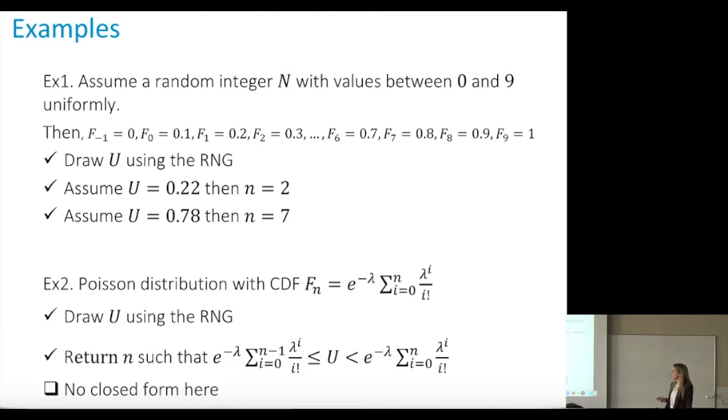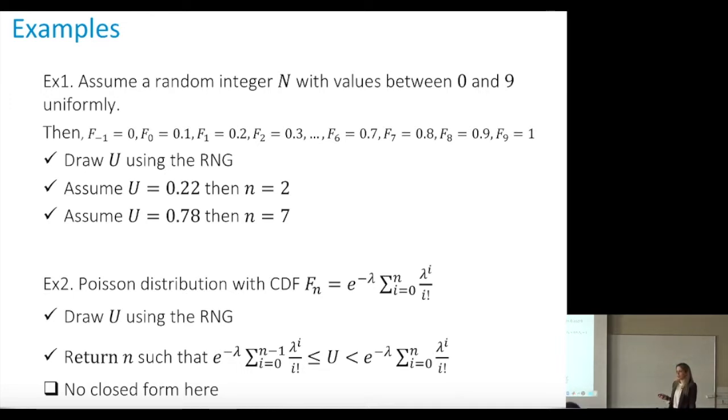So if u is equal to 0.78 now, then we need to find n minus 1 and n such that u is in between practically. So it will be here between 0.7 and 0.8, and we return the highest. So we return 7. So the sample of the random integer will be equal to 7. Okay? So any questions?